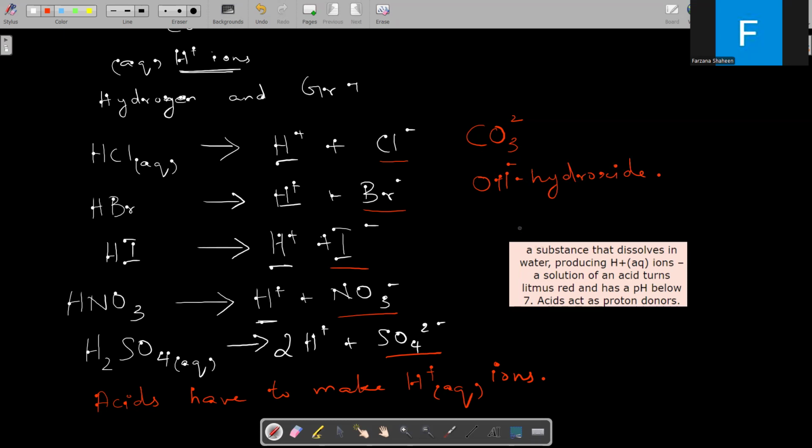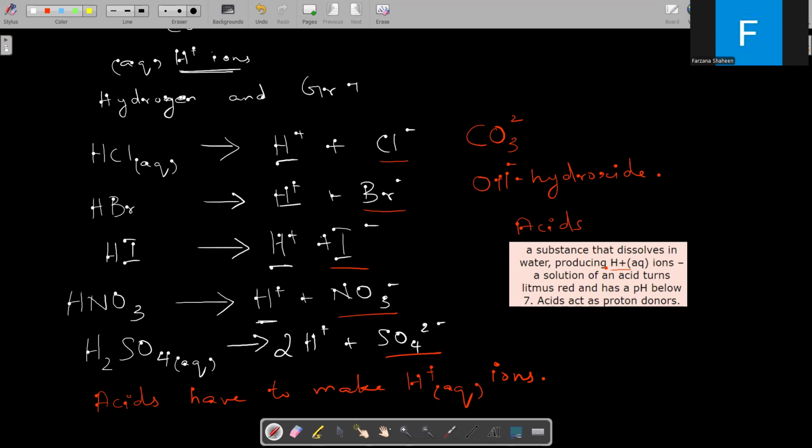So here comes the definition for an acid. An acid is a substance that dissolves in water. As I told you, acids are solutions of certain compounds, so they should be dissolved in water, producing H plus ions. And of course, we will learn about the litmus paper in a few moments. Now, acids have to make hydrogen ions.